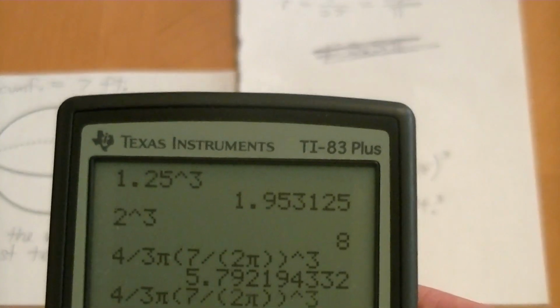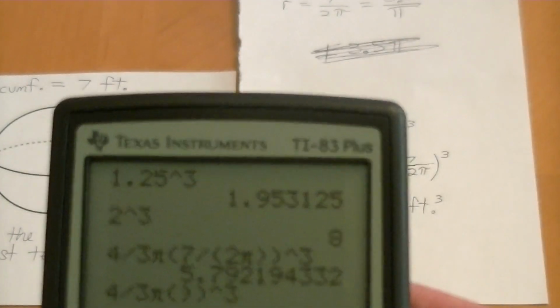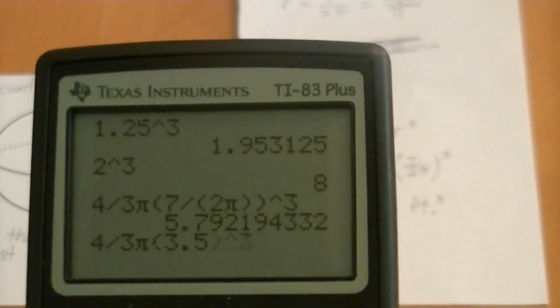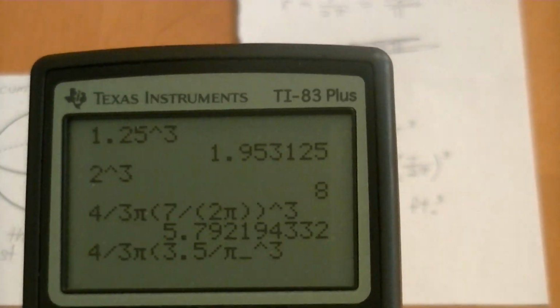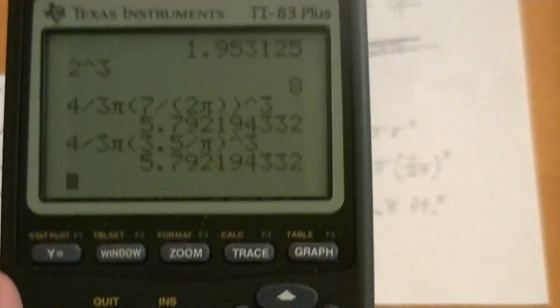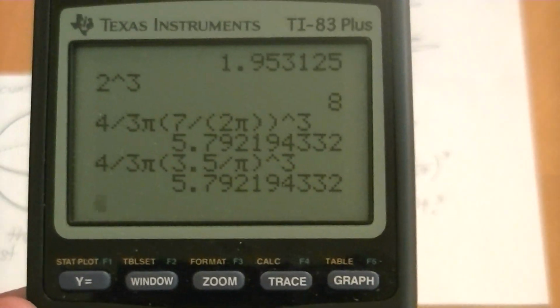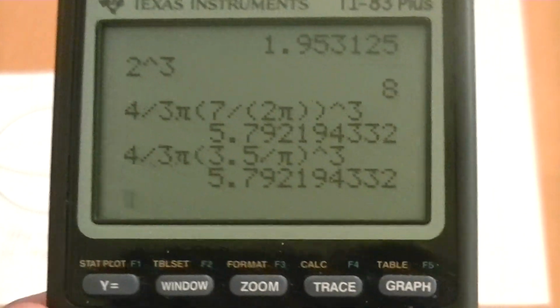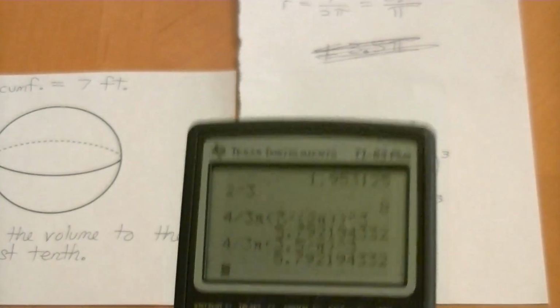Let me see if I can delete and insert 3.5 over pi. And you'll see that's the same answer. So if we use the other version of the radius, we get the same answer. What's important is we're not rounding the radius off and using that rounded off radius in the formula.